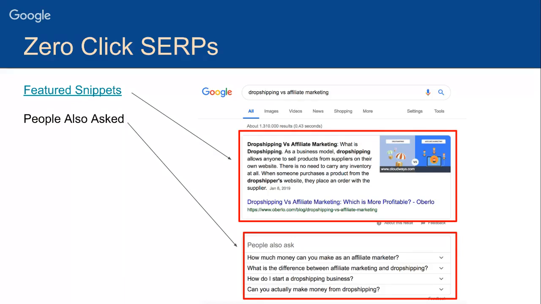If you're interested in ranking for people also asked terms, the best strategy I have found is to take something that's already ranking for a people also asked term. So here, how much money can you make as an affiliate marketer? If you take that, pop it into your piece of content and write a paragraph of 40 to 60 words to answer that question explicitly, you can then be in the running to win that people also asked paragraph off of who already has it.